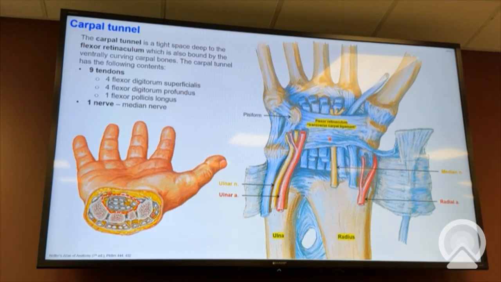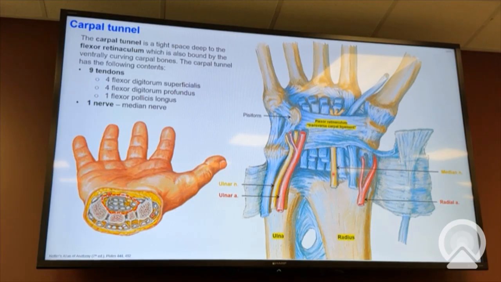So what's going through the carpal tunnel? Nine tendons and one nerve. Nine tendons and one nerve, and I can see them packed right in there. Shouldn't be any arteries. You have the four tendons of flexor digitorum superficialis, the four tendons of flexor digitorum profundus, and flexor pollicis longus, if you remember that one, flexing the thumb. These nine tendons collectively pass through the carpal tunnel, and they do so along with the median nerve.